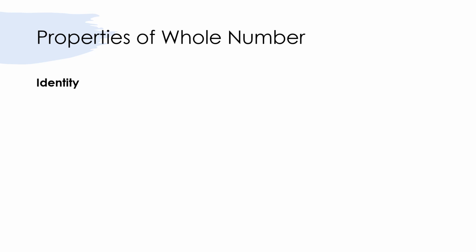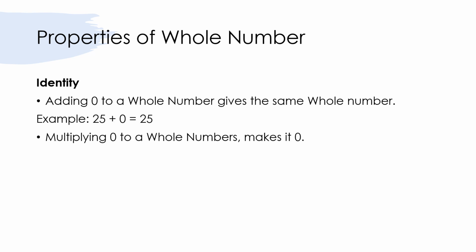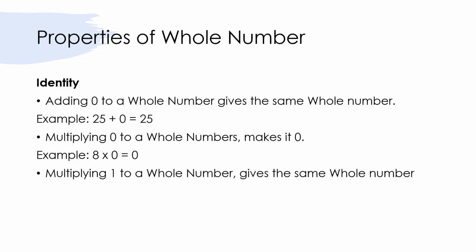We will then continue looking at the properties of a whole number. Second one is identity. If we add 0 to a whole number, it gives us the same whole number. Example, 25 plus 0 is 25. If we multiply 0 to a whole number, the answer is 0. So 8 multiplied by 0 is 0. If we multiply 1 to a whole number, we get the same whole number. So 6 multiplied by 1 is 6. So these are the properties of identity.